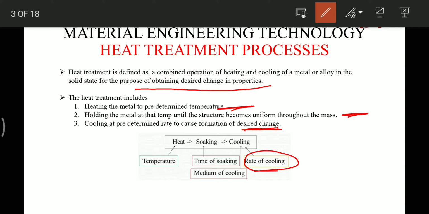This cooling rate is determined by the medium in which it is cooled, like water, air, or inside the furnace.